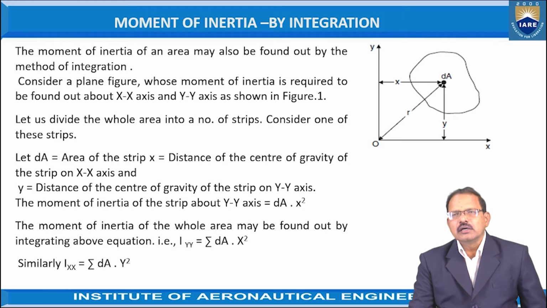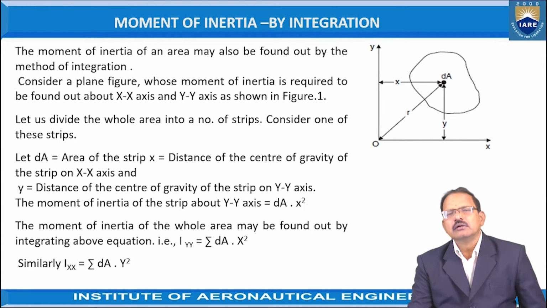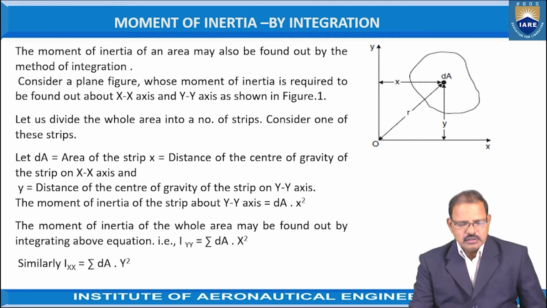The moment of inertia about the y-axis is given by dA into, that is the area multiplied by the square of the distance. Similarly, the moment of inertia of the plane figure about the x-axis is given by dA into x square. Then the moment of inertia of the entire figure is given by Ixx equal to sigma of dA into x square. Similarly, Iyy is equal to sigma dA into y square, and so on.